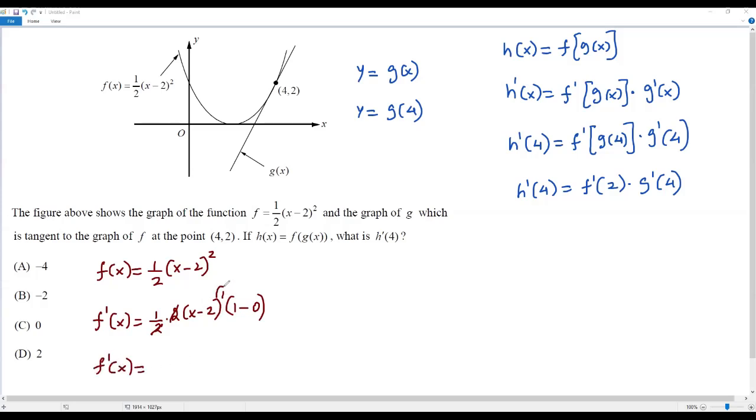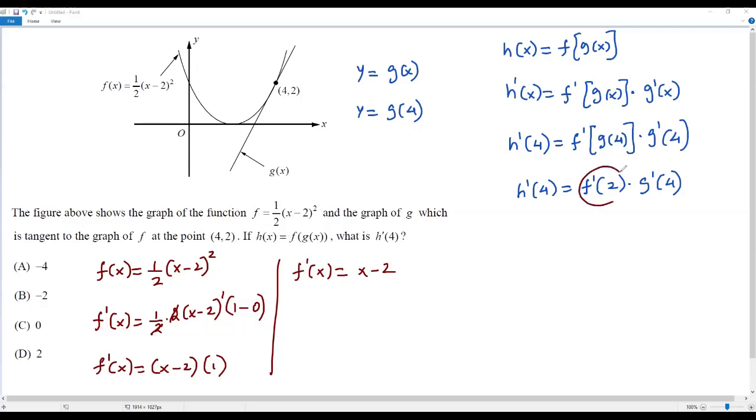Here the 2 will cancel out, then we get f prime of x equals, and whenever there is exponent 1, we can ignore it. We can simply write (x minus 2) times (1 minus 0), which is just 1. So we get f prime of x equals (x minus 2) times 1, which is just x minus 2. Now I got the first derivative of the function f of x, that is f prime of x.